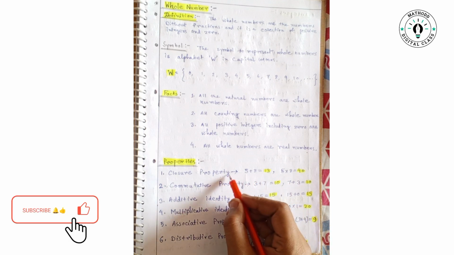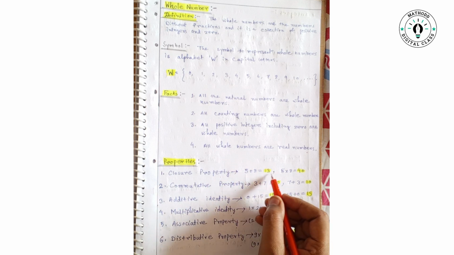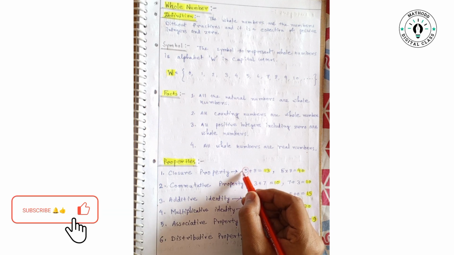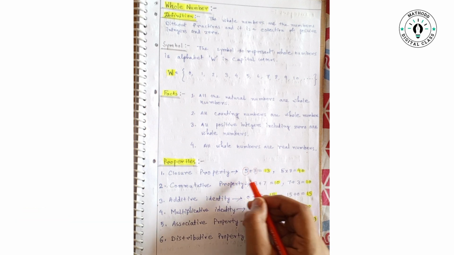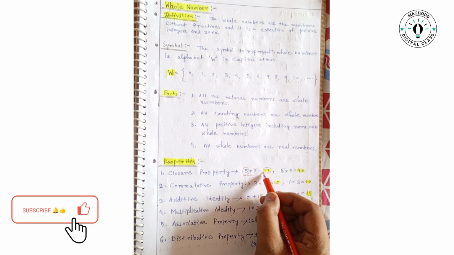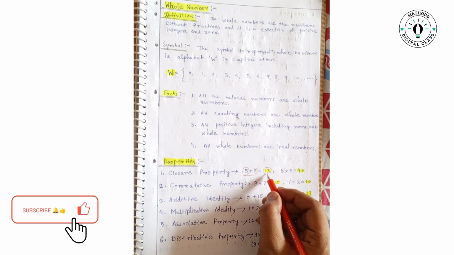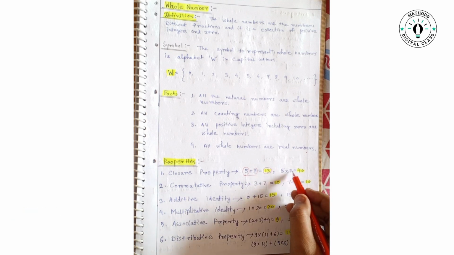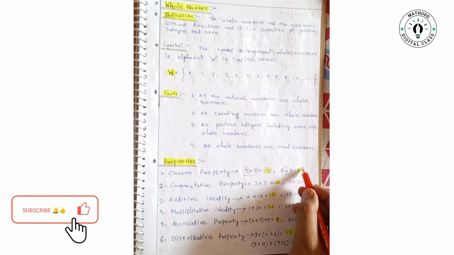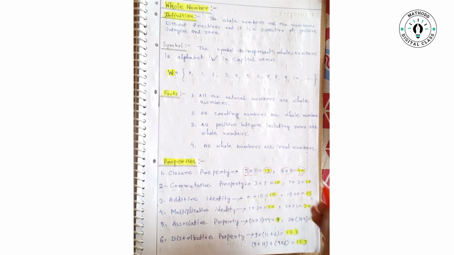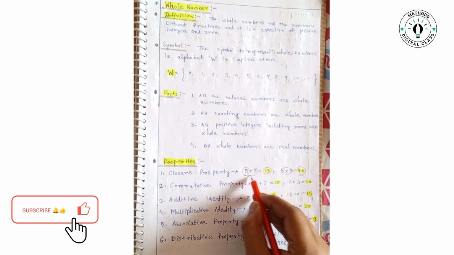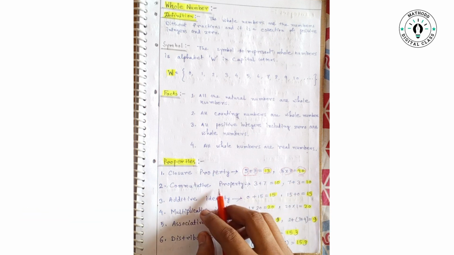Now we will discuss them using some numerical examples. 5 is a whole number and 8 is also a whole number. When we add these, we also get a whole number, that is 13. And when we multiply 5 and 8, we also get a whole number. So multiplication and addition are closed.